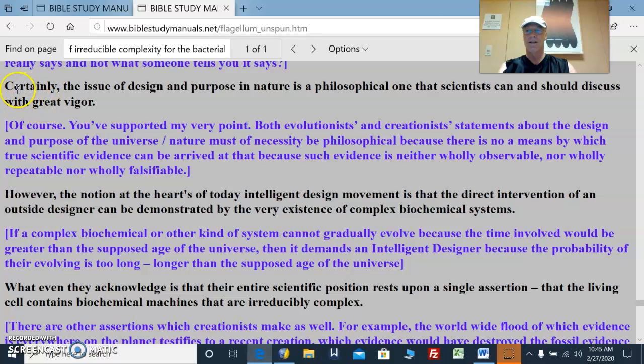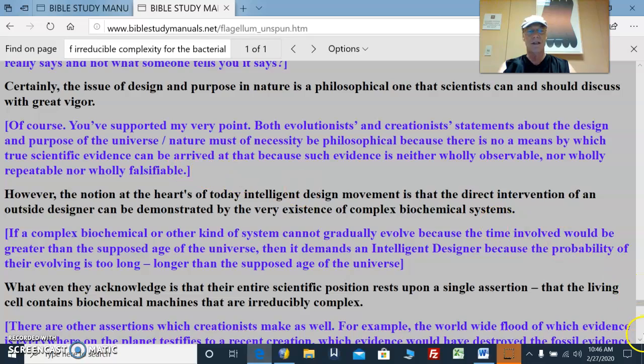Professor, you're human. Certainly the issue of design and purpose in nature is a philosophical one that scientists can and should discuss with great vigor. Yes, when you discuss evolution, you're being philosophical. You're not being scientific. Of course, you've supported my very point. Both evolutionist and creationist statements about the design and purpose of the universe and nature must of necessity be philosophical because there is no means by which true scientific evidence can be arrived at, because such evidence is neither wholly observable, nor wholly repeatable, nor wholly falsifiable.